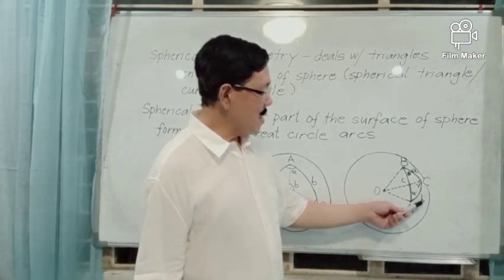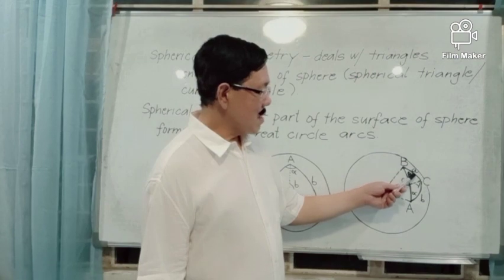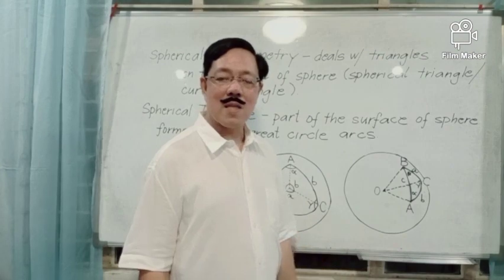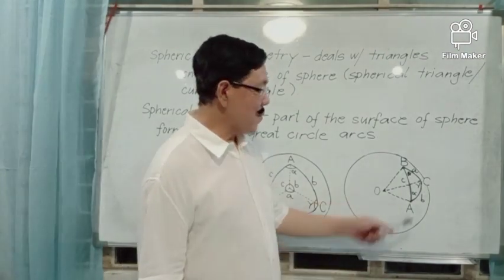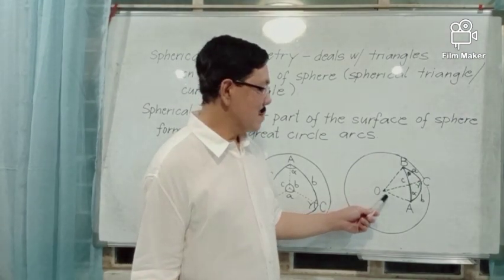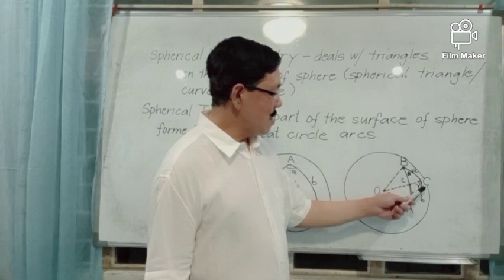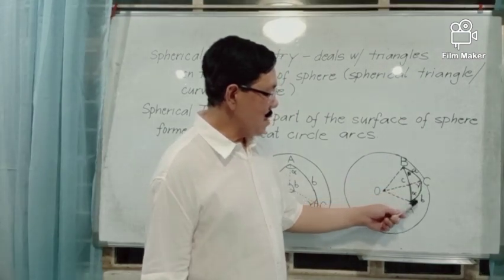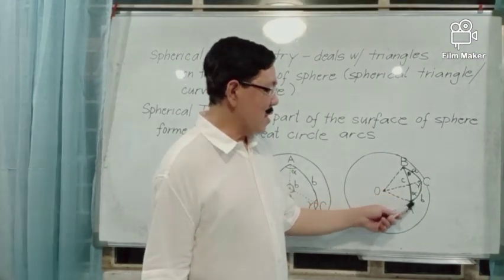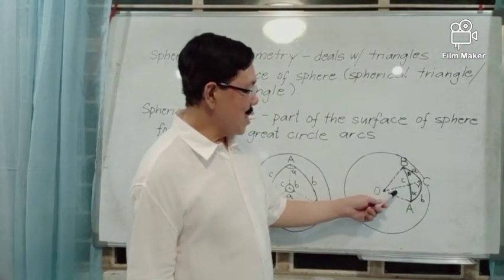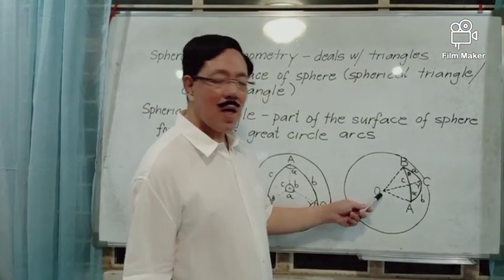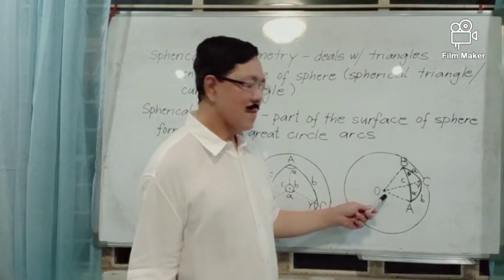The lengths of these arcs, these sides a, small b, small c, are given by the angles subtended by these arcs at the center of the sphere. So the length of the side b is equal to the length of this arc through the vertices A and C, and the length of this arc is the measure of this angle subtended by this arc AC at the center of the sphere.